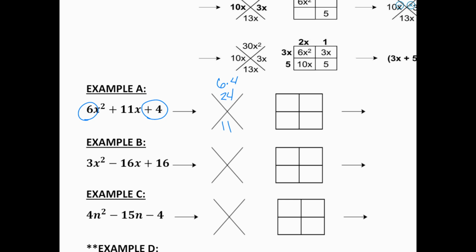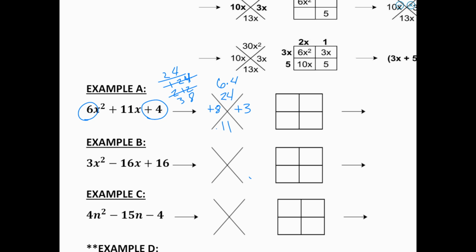Okay? So now we're looking for multiples or factors of 24 that multiply to give you 24, but add to give you 11. So 1 and 24, we know that they're the same sign, and they're both positive because of the rules I told you earlier, right? That's not going to work. 2 and 12, not going to work. 3 and 8 work. Okay?